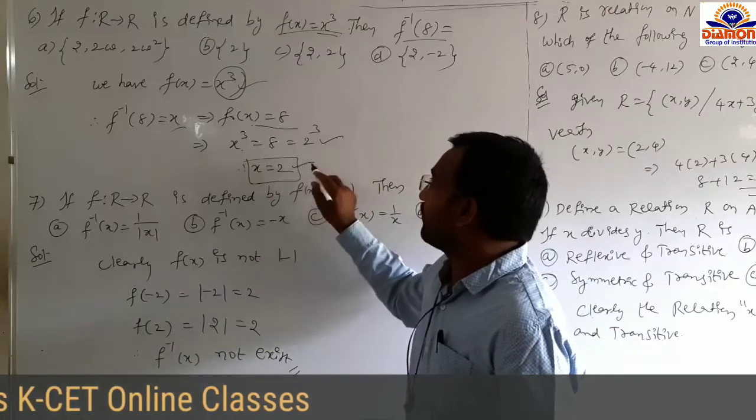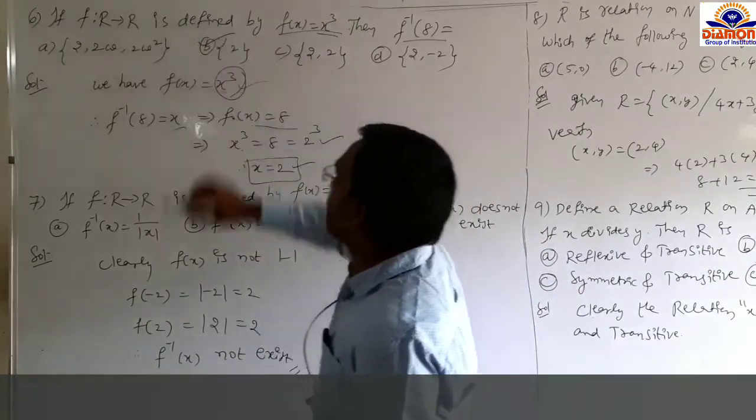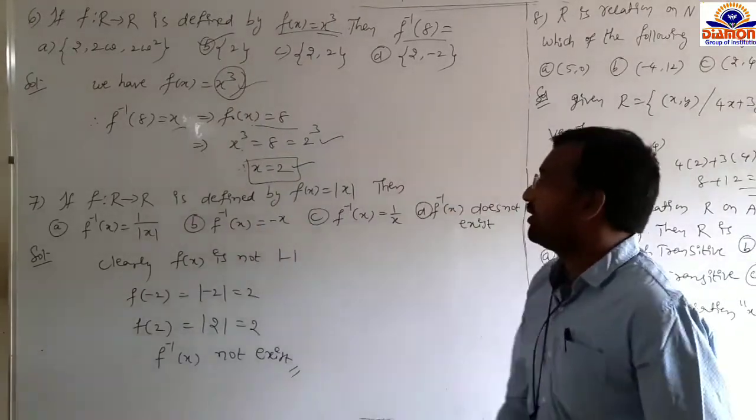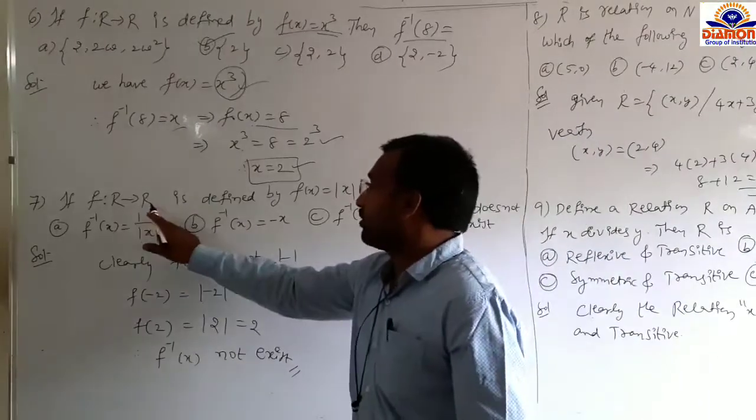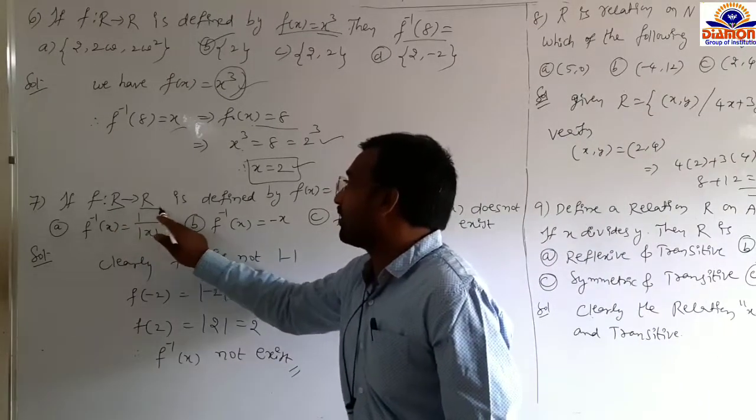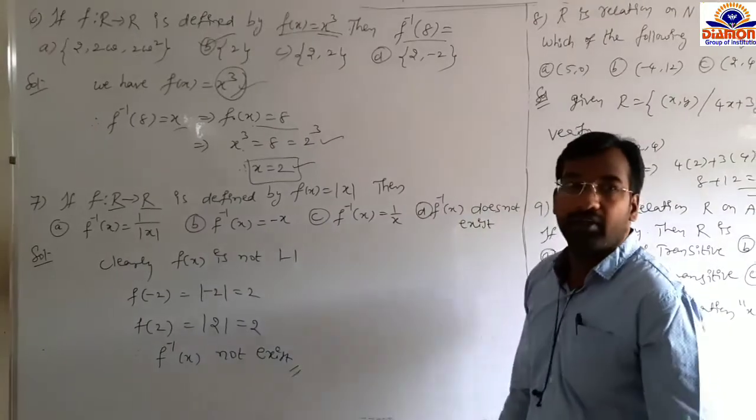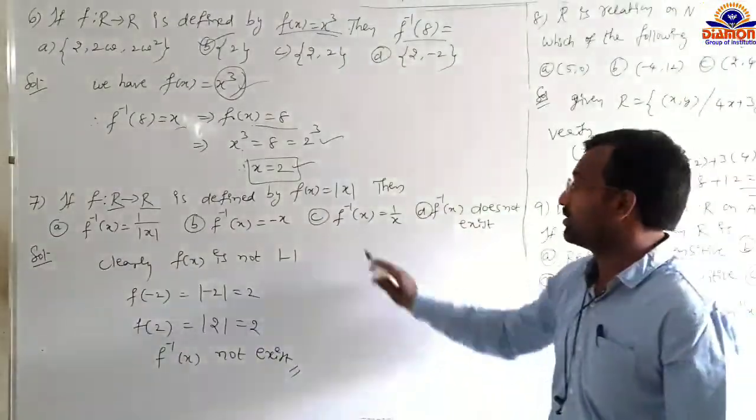So that's why x value is 2. So B is the right option. Next, f mapping from R to R. Here domain is R, codomain is also R. It is defined by f of x equal to mod x.